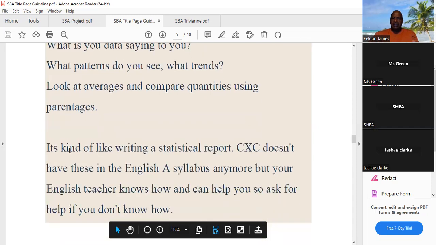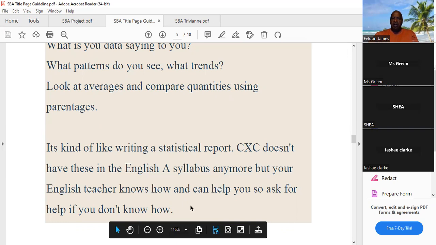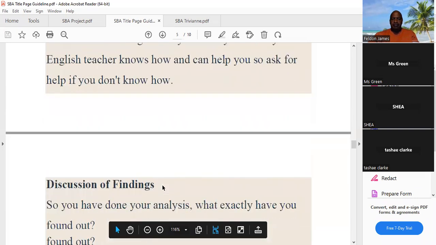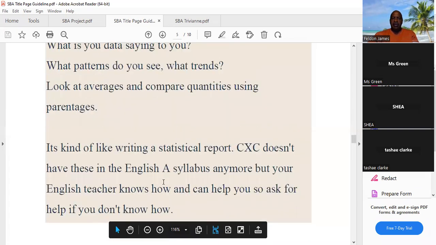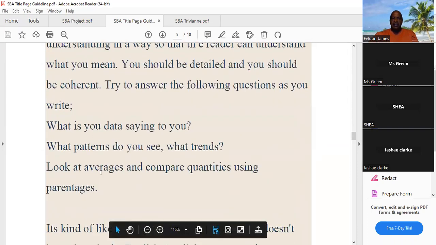So it's kind of like writing a statistical report. CSEC doesn't have these in the English A syllabus anymore, but your English teacher knows how and can help you. So ask for help if you don't know how. All right, so after you do your analysis, your analysis should answer these questions.